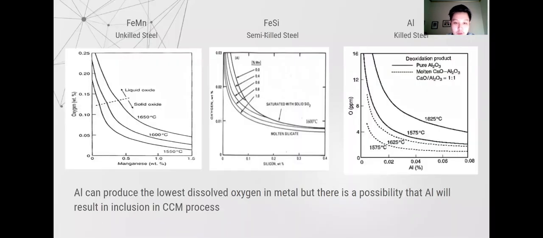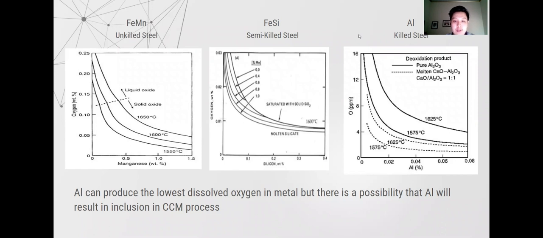Now, how do we choose what oxidizing agent to use? How about the effectivity of each reducing agent? To answer this question, we need to take a look at the three graphs shown on the screen. As we can see, aluminium is capable of producing metal with the lowest oxygen content with just a little bit addition of aluminium.